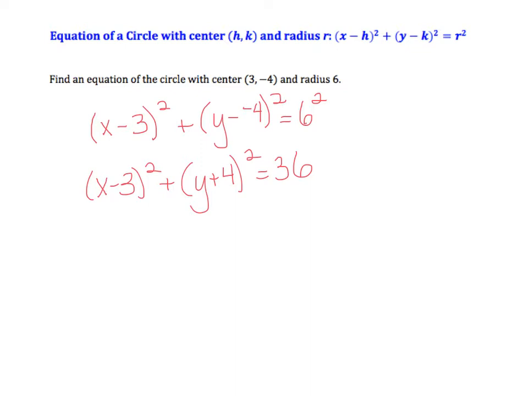And just like when we had parabolas in the last chapter, the center of the circle is 3, -4, because of that minus that has to be there.